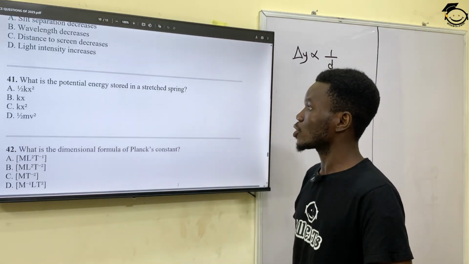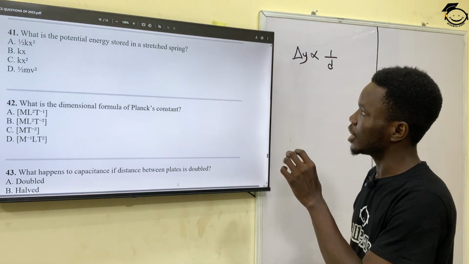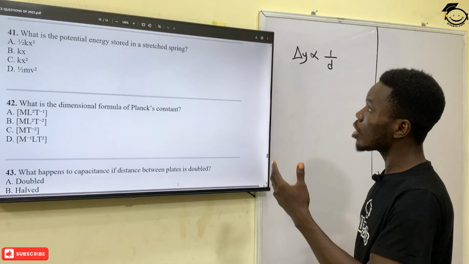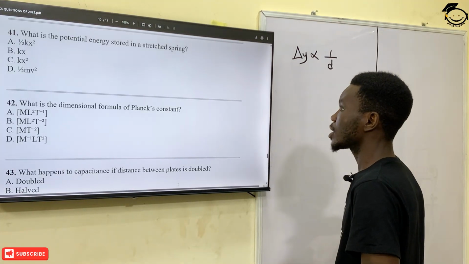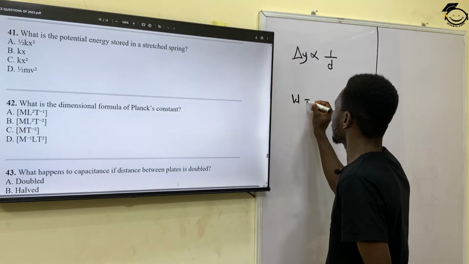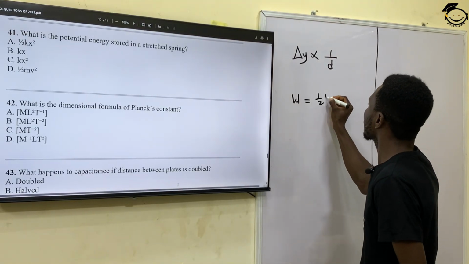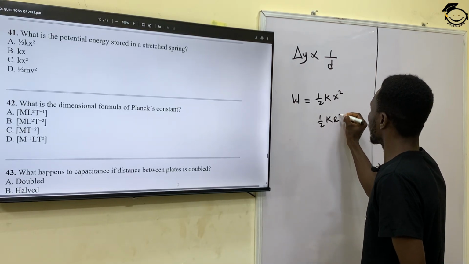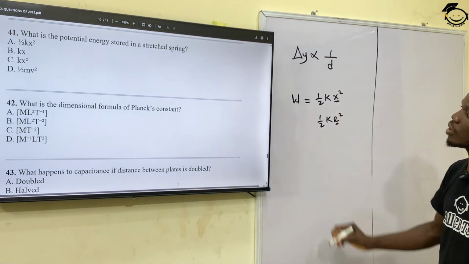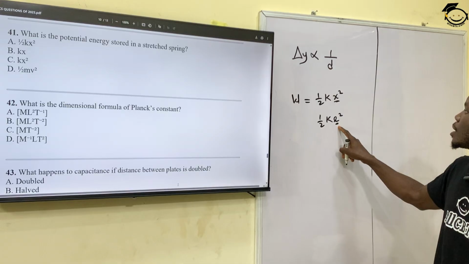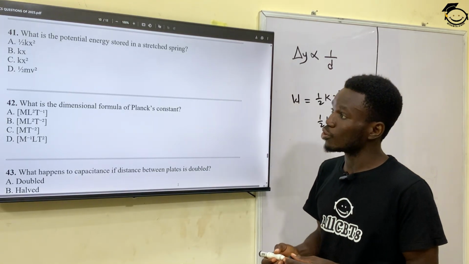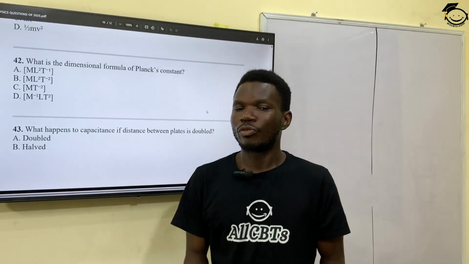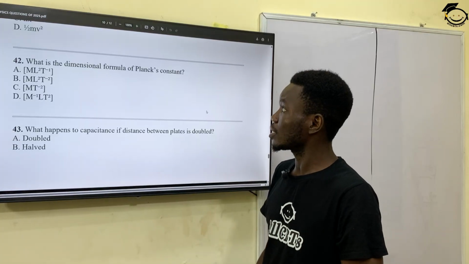Question number 41 says, what is the potential energy stored in a stretched spring? What they are simply asking is, what is the work done on a stretched spring? We know that the work done or the energy stored in a stretched spring is half kx squared, or you can simply say half ke squared, as e here is talking about extension, same as x. K here is the constant, and e here is the extension. So the correct answer to this question is option A, half kx squared.